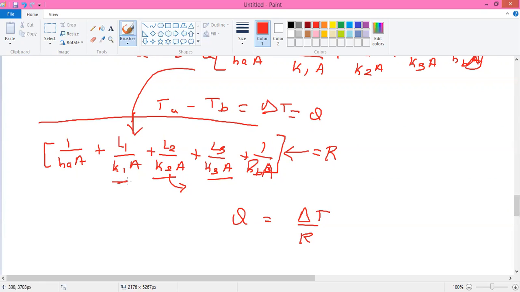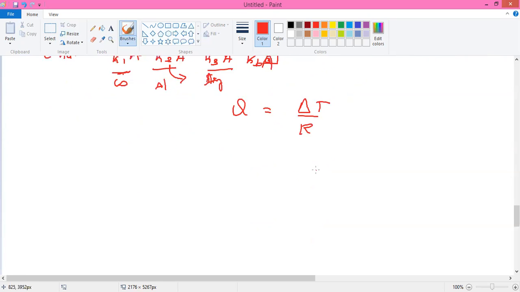Okay, the thermal conductivity K1 varies. For example, this is a copper element, that is aluminum, and this is silver. So the elements are different and the thermal conductivity is also different. So we use this formula. Again I write the final formula.